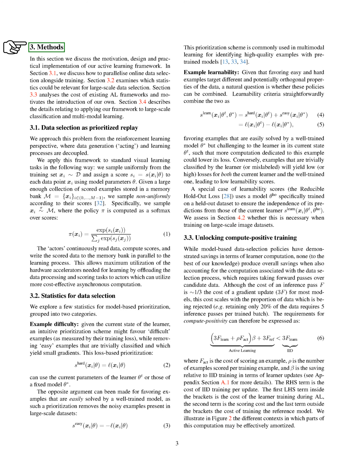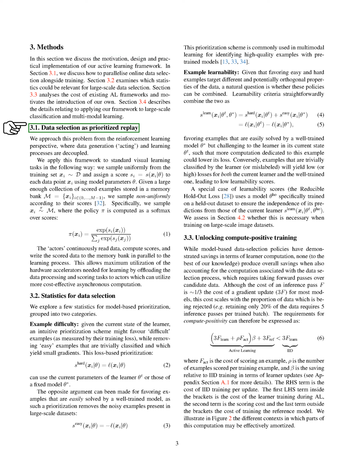Section: Methods. In this section, we'll talk about the motivation, design, and practical implementation of our active learning framework. We'll discuss how to run online data selection and training simultaneously, explore which statistics could be relevant for large-scale data selection, analyze the cost of existing active learning frameworks, and explain why we introduced our own. We'll also describe how to apply our framework to large-scale classification and multimodal learning.